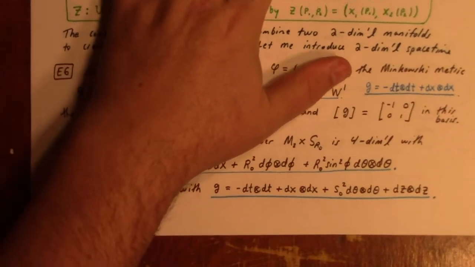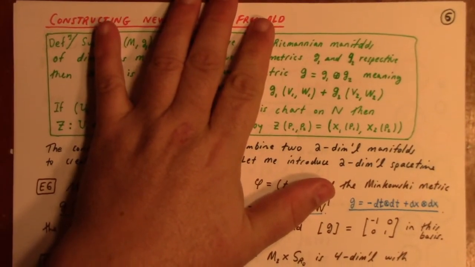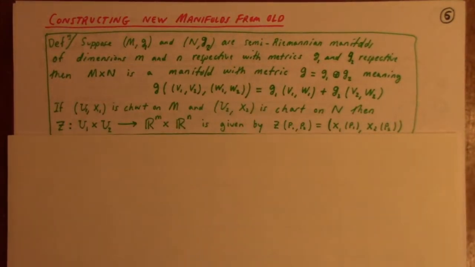So let's talk about how to construct new manifolds from old. Suppose you've got (M1, g1) and (N2, g2), semi-Riemannian manifolds of dimensions m and n respectively, with metrics g1 and g2 respectively. Then the Cartesian product of M and N is a manifold with a metric basically formed by the direct sum of g1 and g2. In particular, here's the formula.